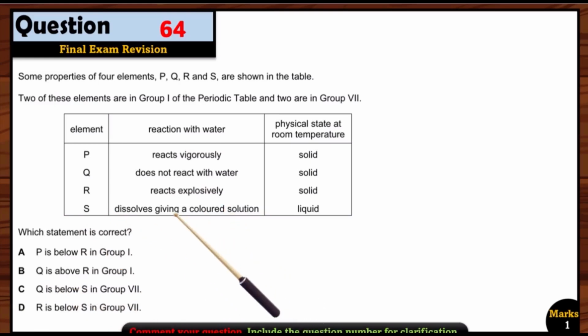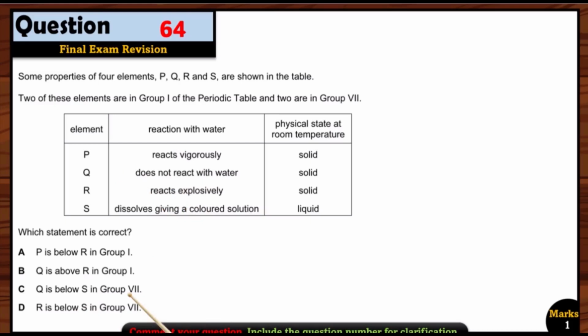So because we already have identified the 2 that belong to group 1, it means the S can also belong to group 7, because Q and S can be group 7. So now Q and S are in group 7. So that's the right option. R is below S and R is not a non-metal, right?